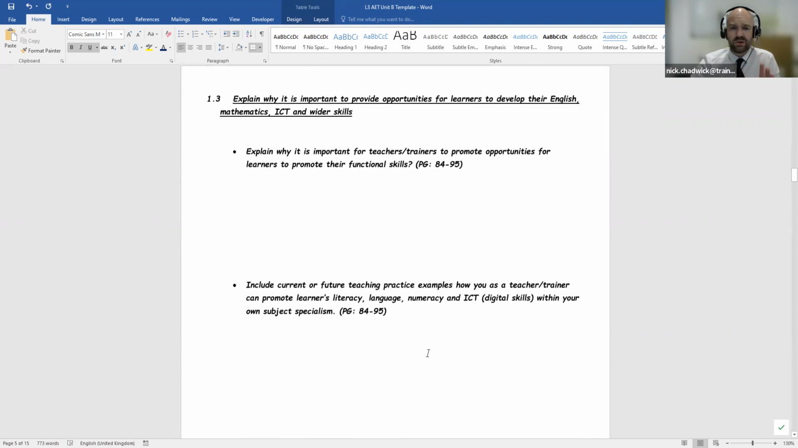Okay, now moving on to criteria 1.3: explain why it is important to provide opportunities for learners to develop their English, mathematics, ICT, and wider skills. So these are our functional skills, okay? And ideally, within any lesson, we would like our learners to develop their literacy, language, numeracy, and ICT, otherwise known as digital skills. We use these skills day to day.